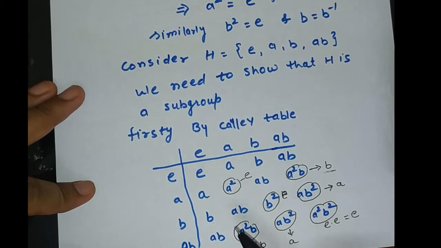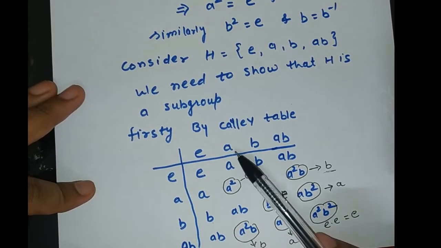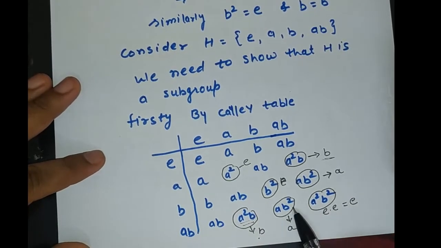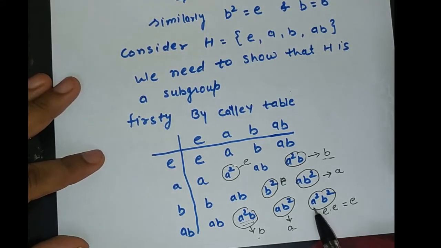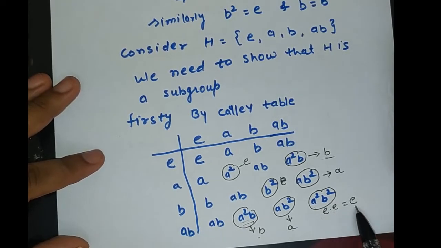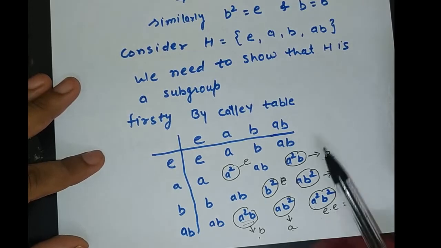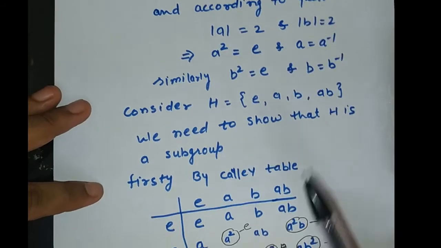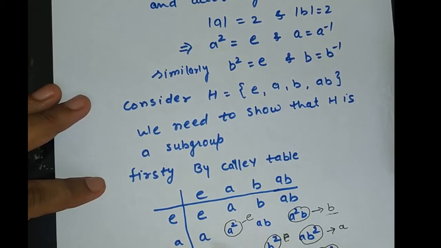AB operated with E gives AB. AB into A gives A squared B, which is B. AB into B is AB squared, which is A. And AB into AB gives A squared B squared. We know that A squared is E and B squared is E, so the product E into E gives E. According to this Cayley table, H is a subgroup of G. Why? Because all the elements are considered here: E, A, B and AB.